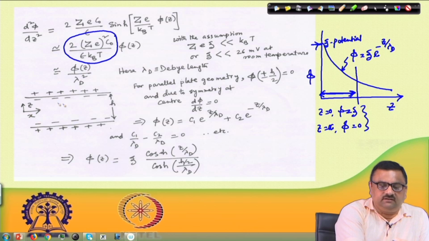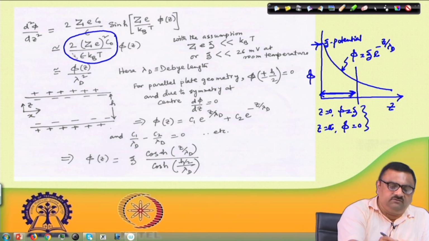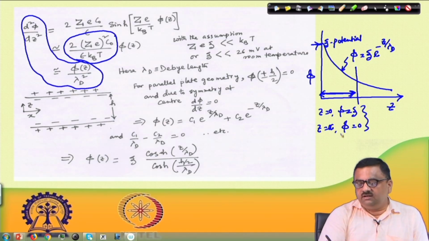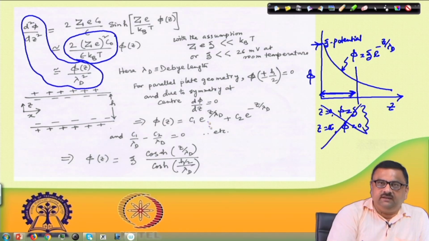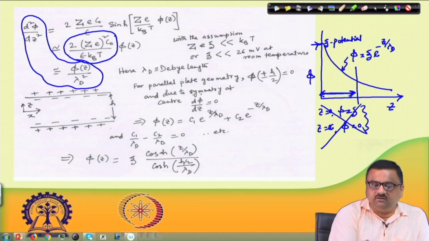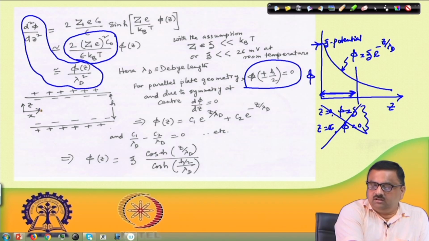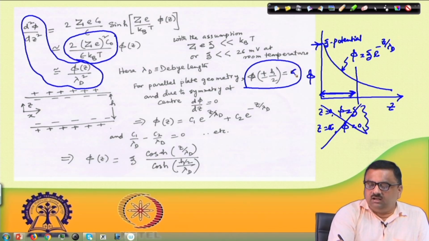If that is the configuration, one has to solve this equation d square phi dz square equal to phi by lambda d square, but now with a different boundary condition, not this boundary condition. Now, if you work with the boundary condition of parallel plate geometry, phi at plus h by 2 is equal to zeta at the wall. Sorry, this has to be zeta. Phi at plus minus h by 2 has to be equal to zeta.